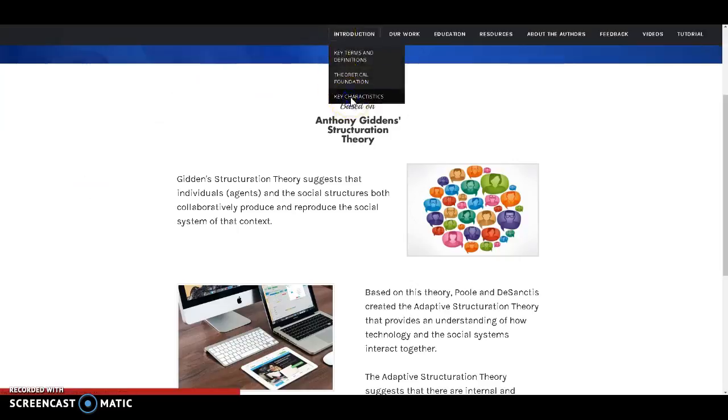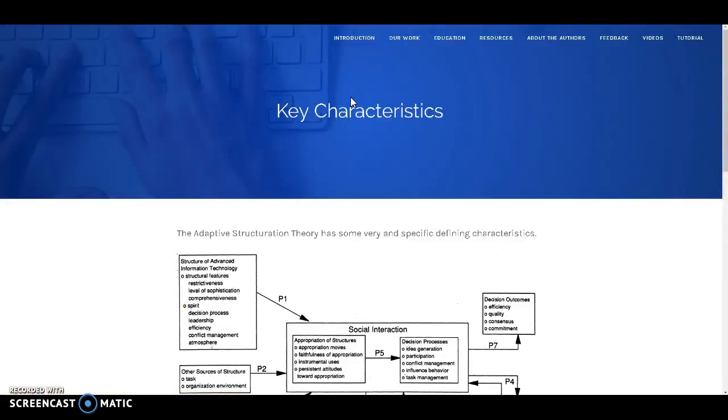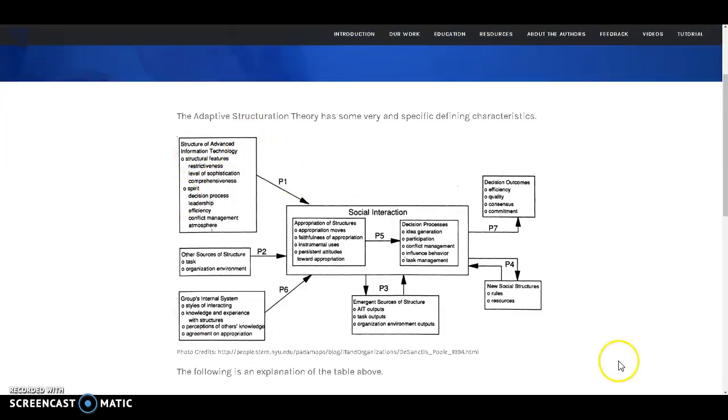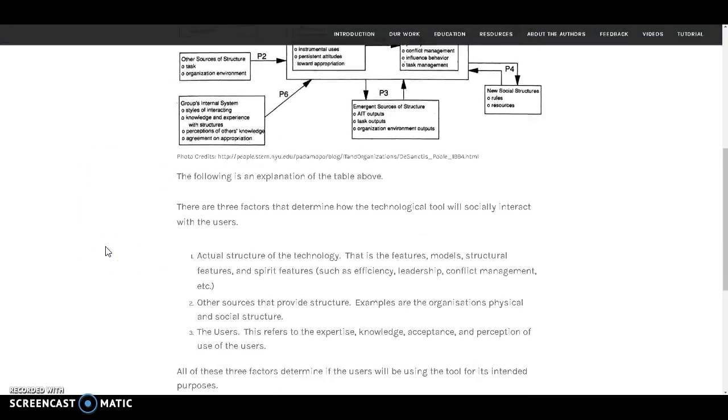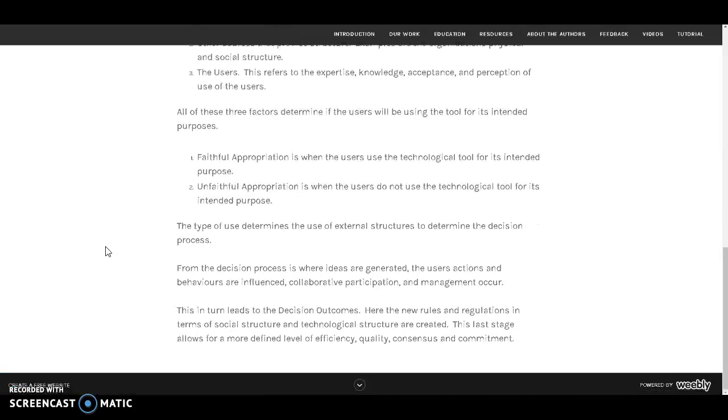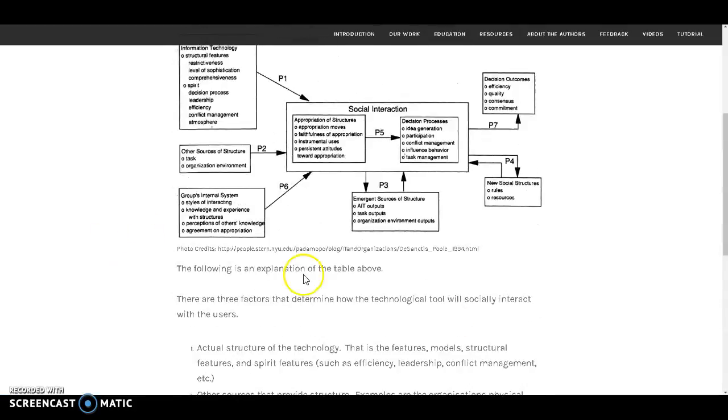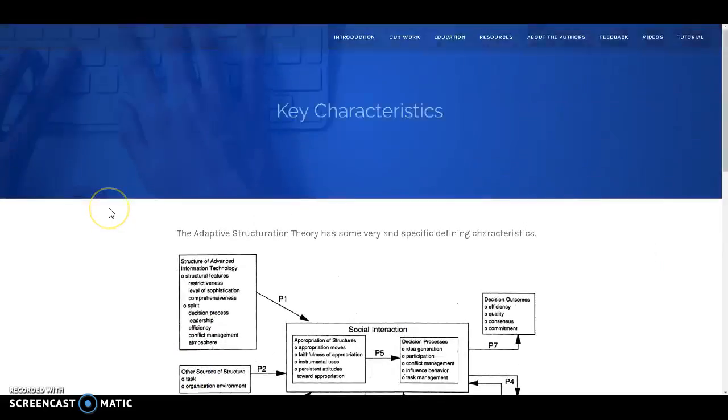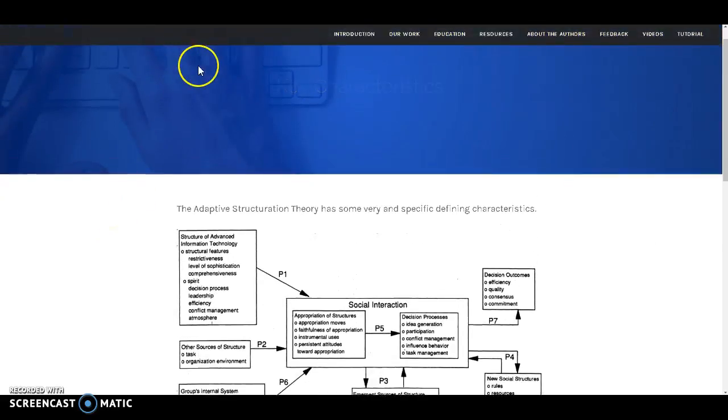After that, you can also click on to the key characteristics page, in which you'll be seeing the most commonly used photo or table for this theory. On the bottom of this, you will see a very in-depth understanding of the actual know-abouts of this entire diagram and the key characteristics that define this theory.